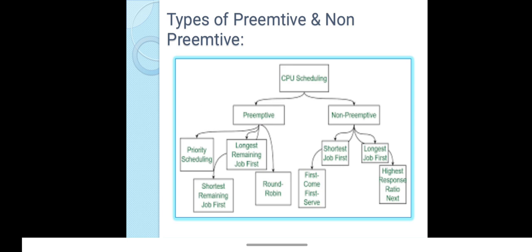And it has some types of preemptive and non-preemptive. Preemptive has priority scheduling, longest remaining job first, shortest remaining job first, and round robin. Non-preemptive has shortest job first and longest job first, first come first serve and highest response ratio next. It has some types in the CPU scheduling.